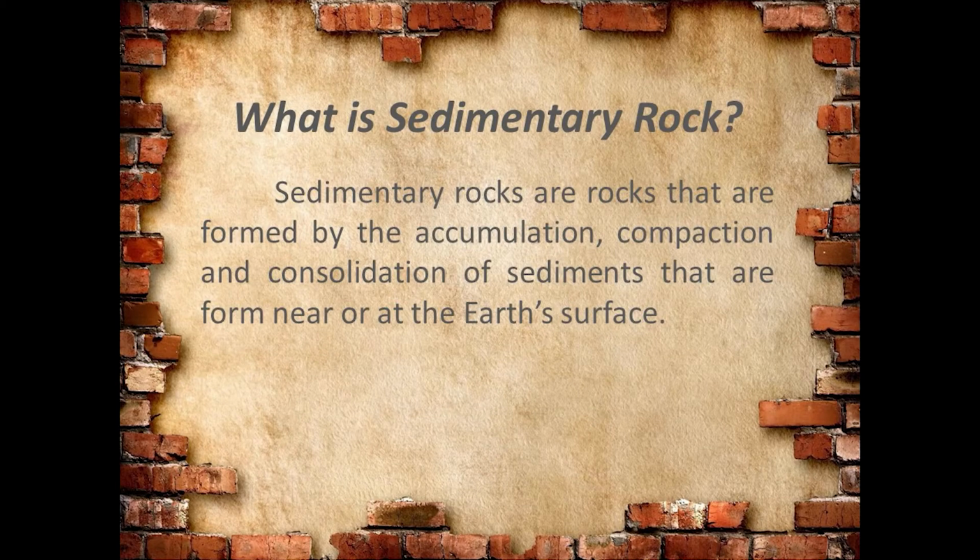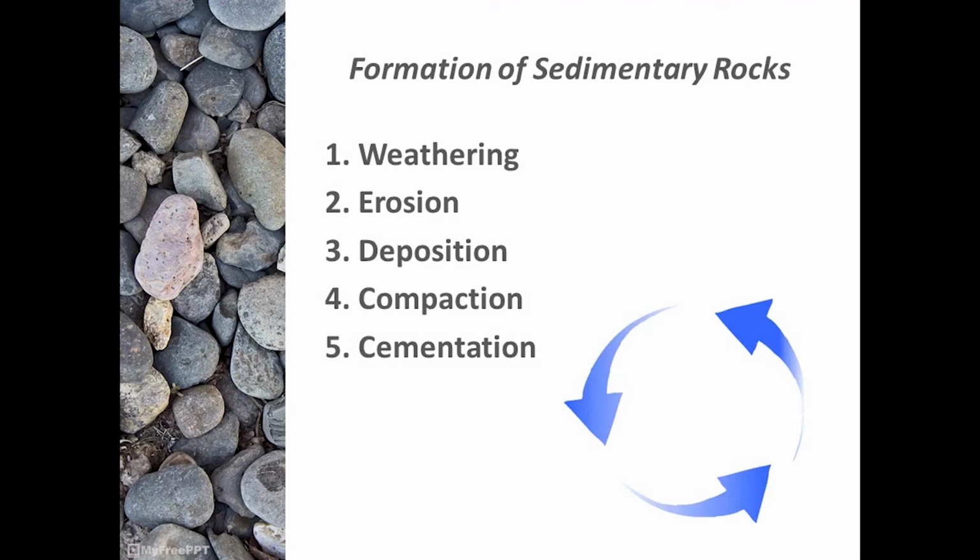Now, let's talk about what sedimentary rock is. Sedimentary rocks are rocks that are formed by the accumulation, compaction, and consolidation of sediments that are formed near or at the Earth's surface. Next is the formation of sedimentary rocks. Sedimentary rocks form through 5 processes. These are the following. We have weathering, erosion, deposition, compaction, and cementation.